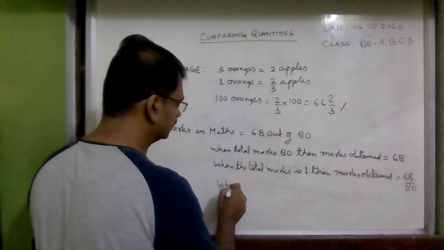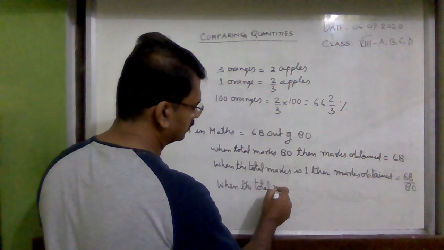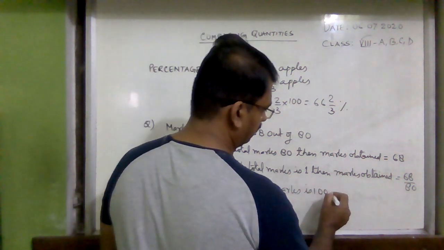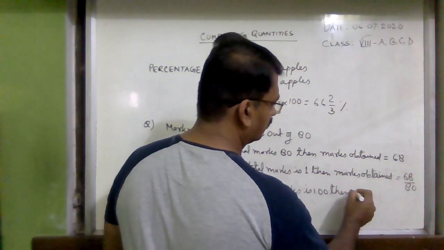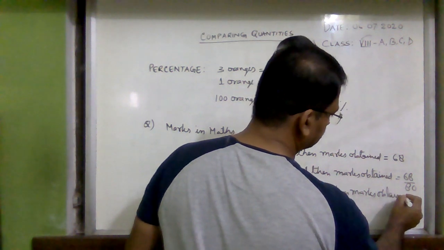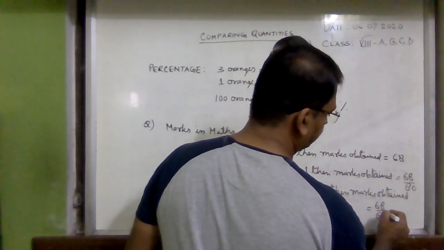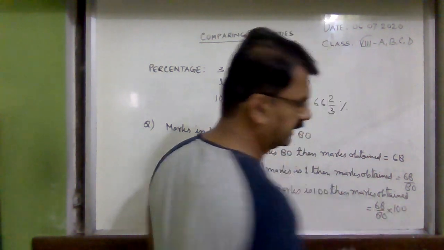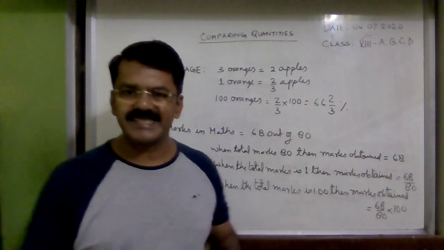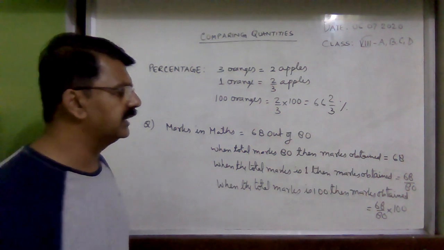When the total marks is 100, then marks obtained is equal to 68 upon 80 into 100. Clear? I told you percent means out of 100. Percent means per 100. So out of 100. So 68 upon 80 into 100.